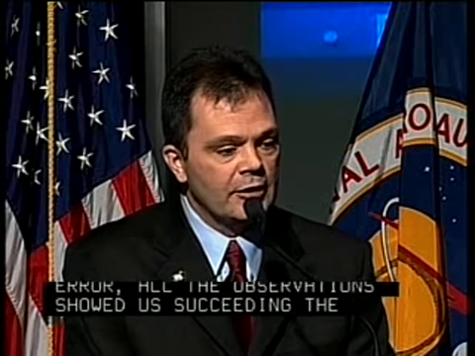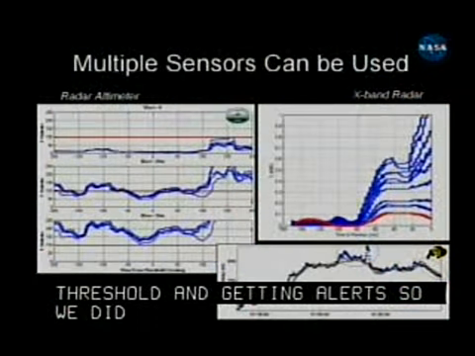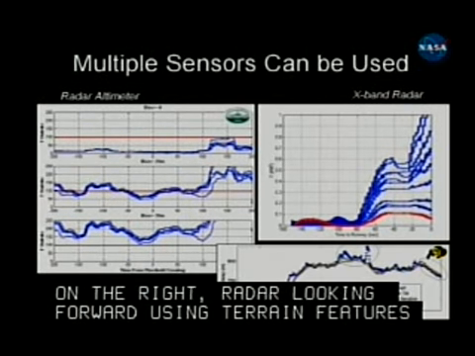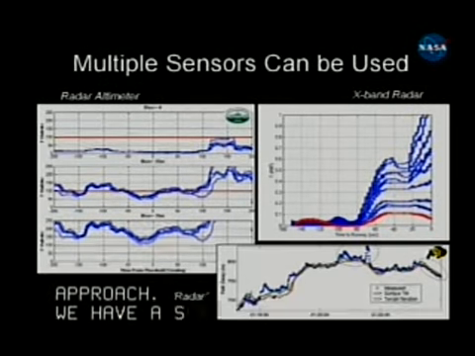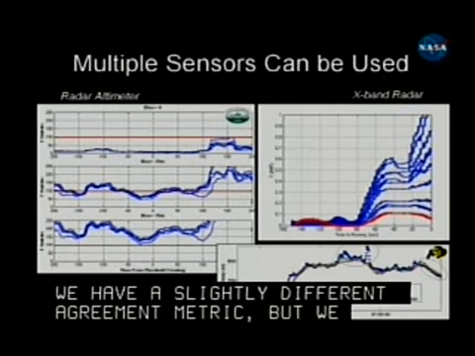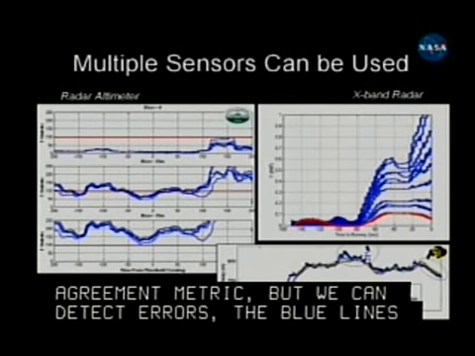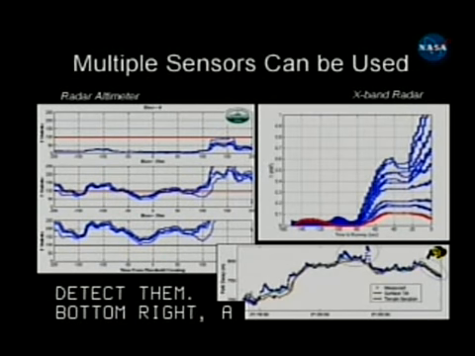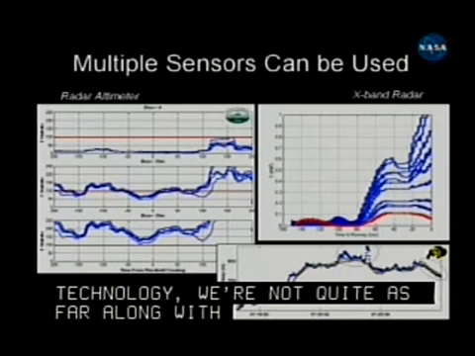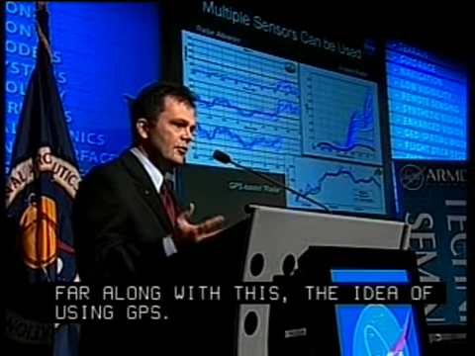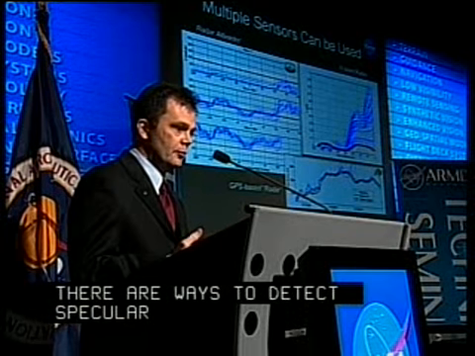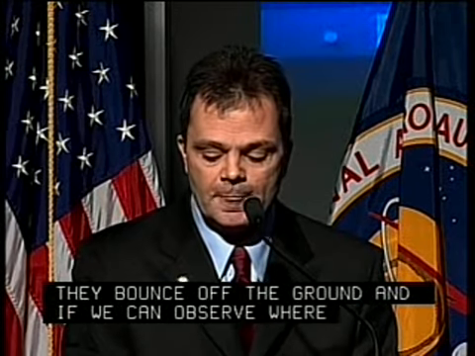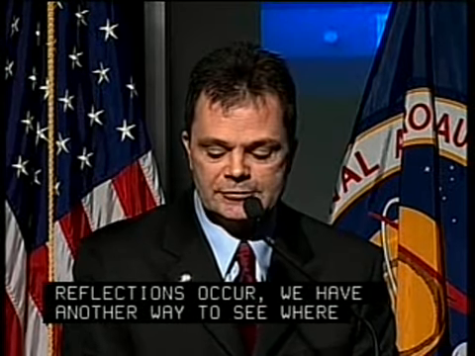On the right is using an X-band radar, which is looking forward to see terrain features, and a similar kind of approach. We have a slightly different agreement metric for T, but again, we can detect errors, which are the blue lines here. As we inject more error, it becomes easier and easier to detect them. The bottom right is a newer technology. We're not quite as far along with this, but it's the idea of using GPS. It turns out there are ways to detect the specular reflections of GPS signals that come from satellites. These signals bounce off the ground, and if we can observe where those reflections occur, we've got another way of seeing where the terrain model is, and we can compare that with our onboard model. So far, we show good agreement between these two approaches.